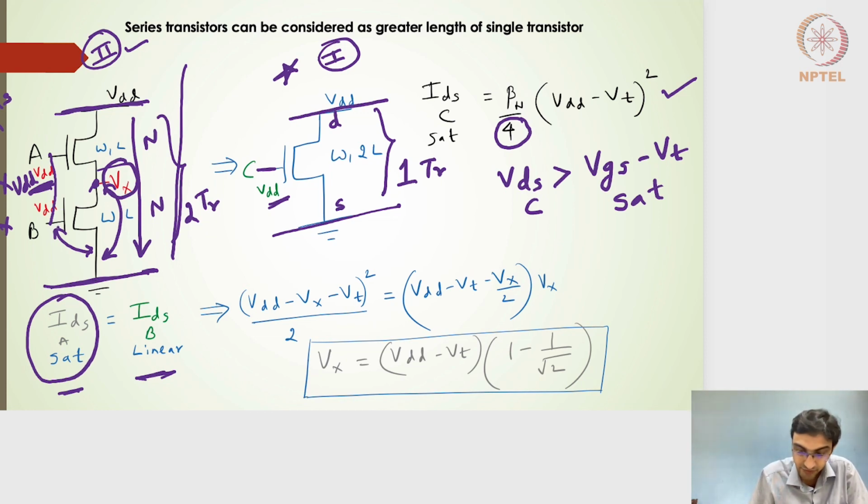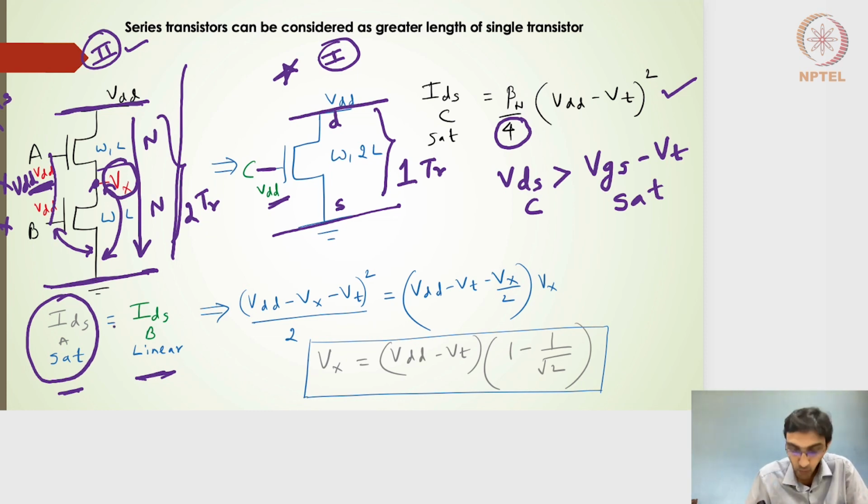All right. So the reason is, if Vx is always less than VDD minus VT, then VGS for the transistor B is VDD minus 0, and VDS for the transistor B will be less than VDD minus VT. So this VDS value will always be less than VGS minus VT, and thereby the transistor B will have a linear region. Operating region is linear region.